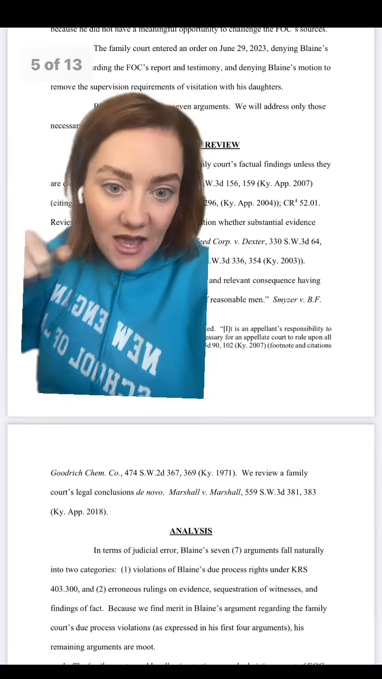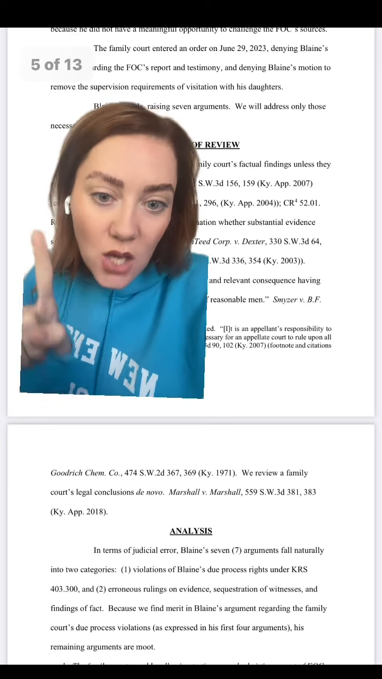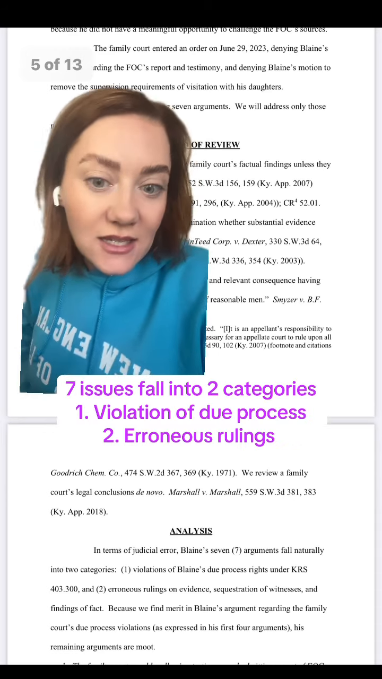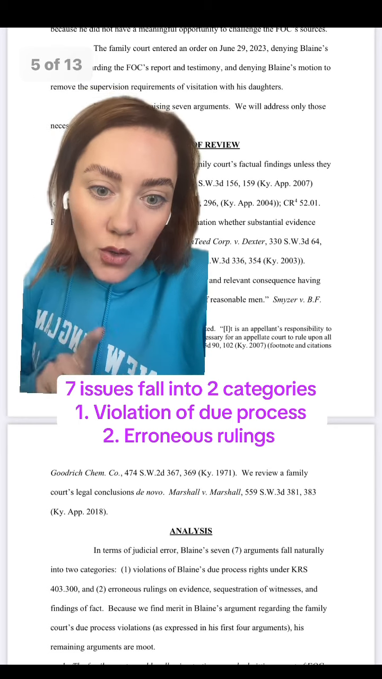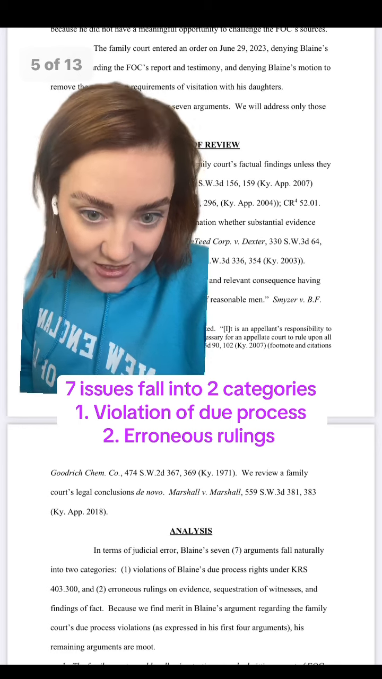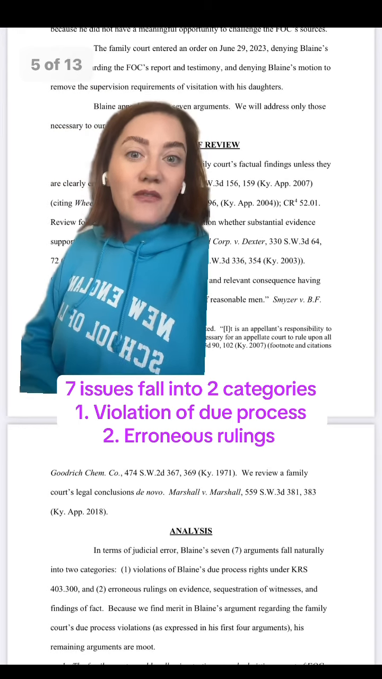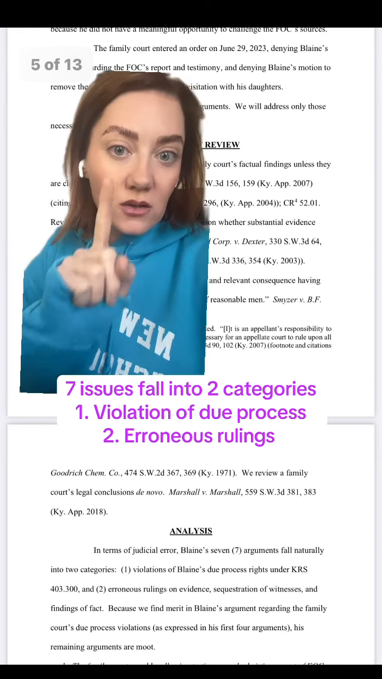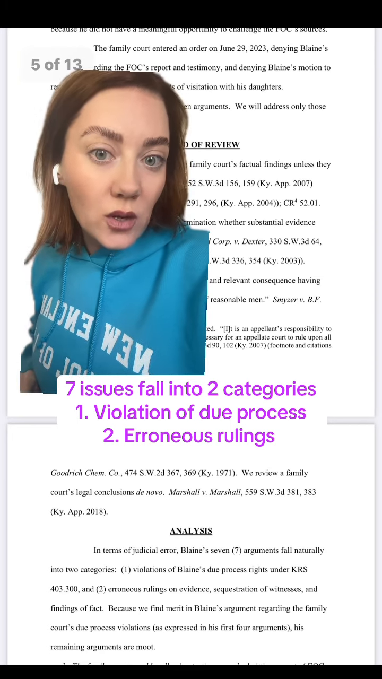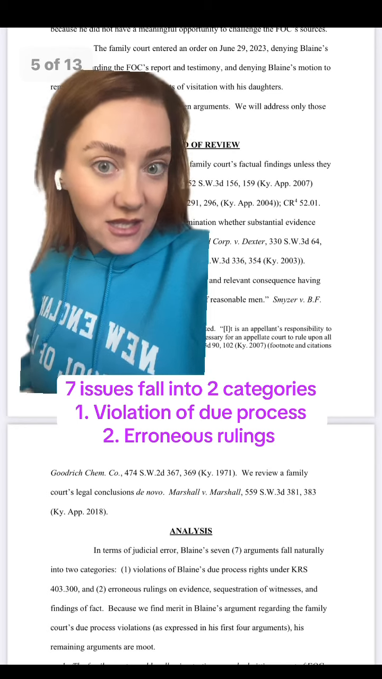The court says they fall into 2 categories. 1, a violation of Dad's due process rights under a Kentucky statute, and 2, erroneous rulings on evidence, separation of witness, and findings of fact. Because they find that the court failed on number 1, so they did violate Dad's due process according to the statute, they do not address the other issues.